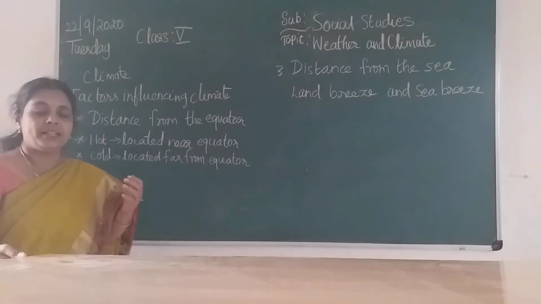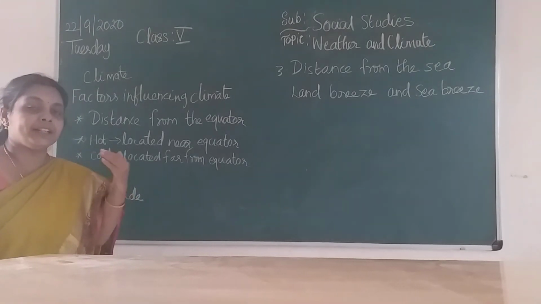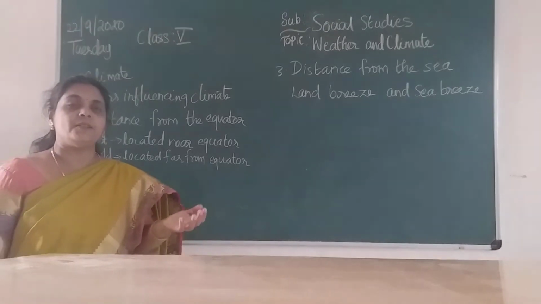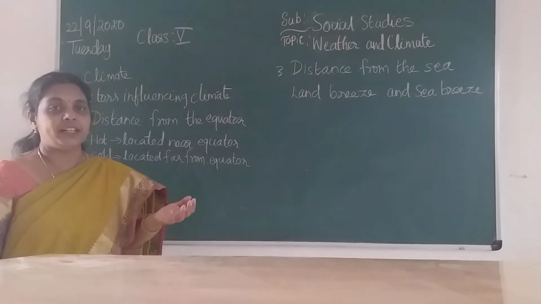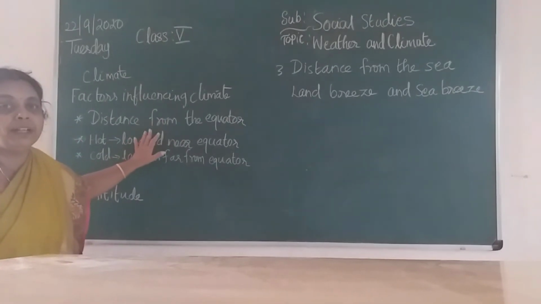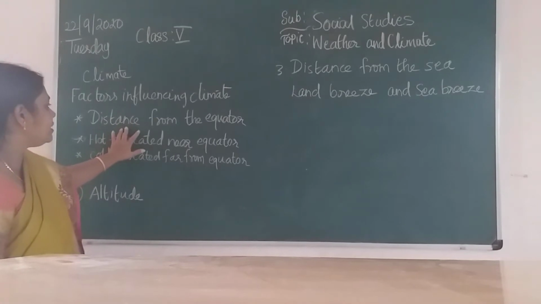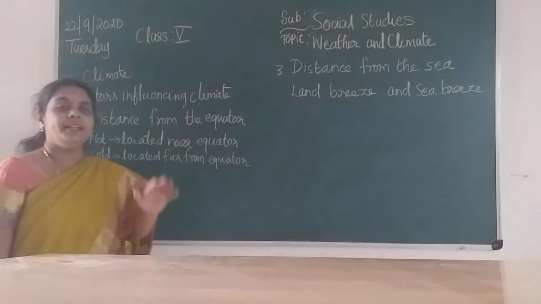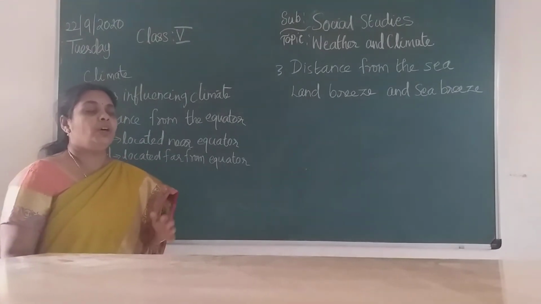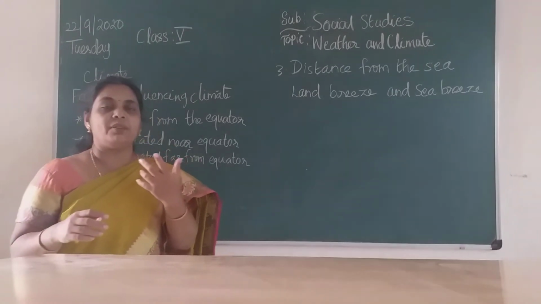So different parts of the earth will have different climates, and region-wise or area-wise you will also have different weather conditions. So there are factors which influence this climate. That one we are going to see, children. So the first one is distance from the equator. Okay. So I have shown you the globe also. So, distance from the equator.